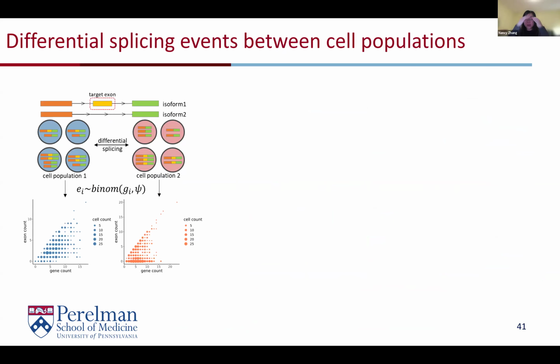I just want to show you an analysis where we try to identify differential splicing events between cell populations. Let's say you have two populations of cells, population one and population two, and you want to find differential splicing. What you observe is the count of reads with a given exon, which we call EI, and the count of the reads for that gene, which is GI. You want to know the percent spliced in of that exon, which is this psi. Your observed data is actually these scatter plots of gene count versus exon count, and this underlying psi is what you want to compare.